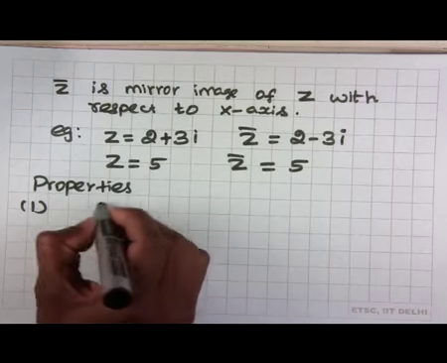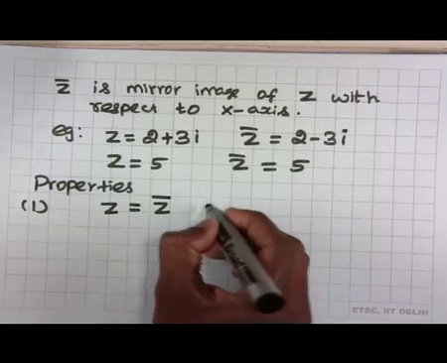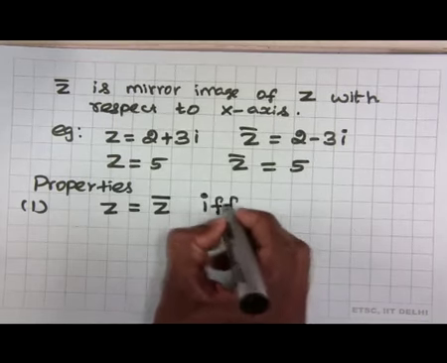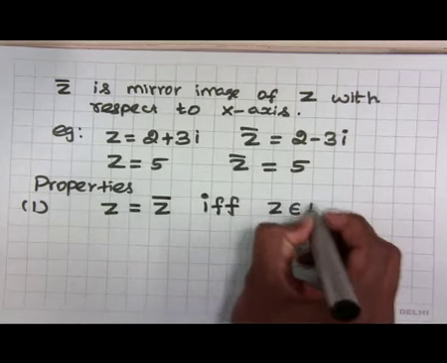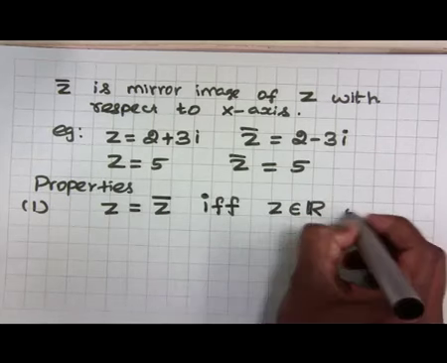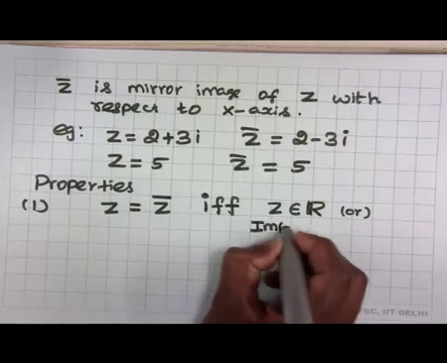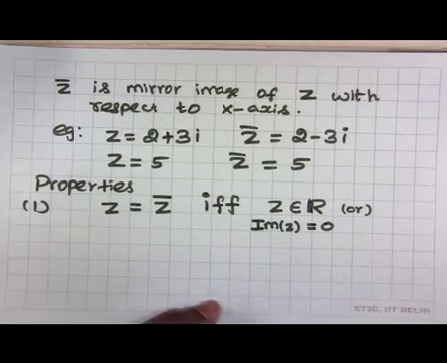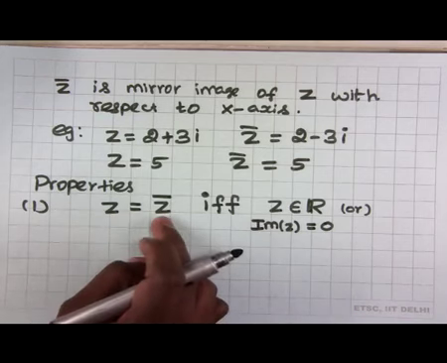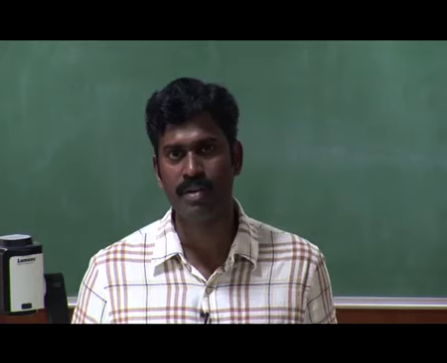Suppose z equals z bar if and only if z is a real number, or in other words, the meaning of this is just that the imaginary part of z is 0. Okay. So, if z equals z bar, which means after applying the mirror image we get the same number, then it must lie on the real line, that is what we are claiming.